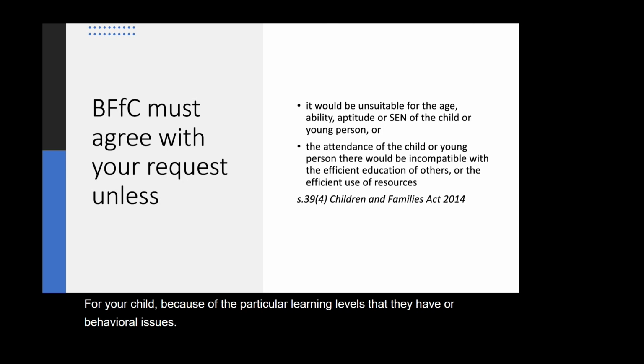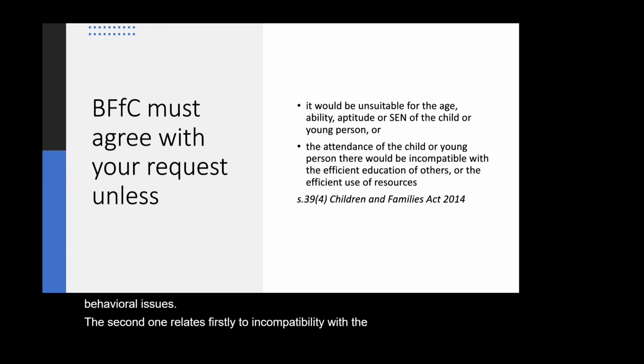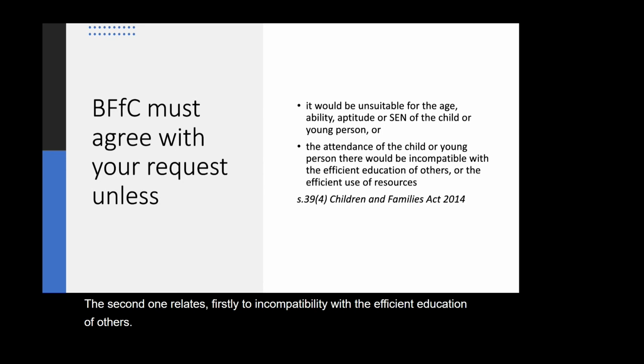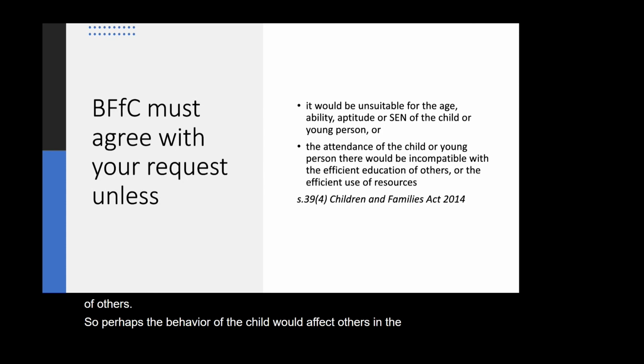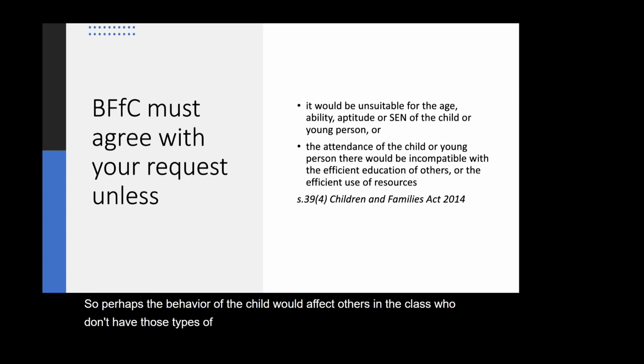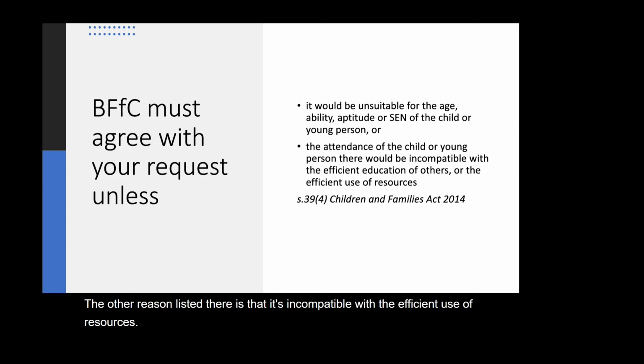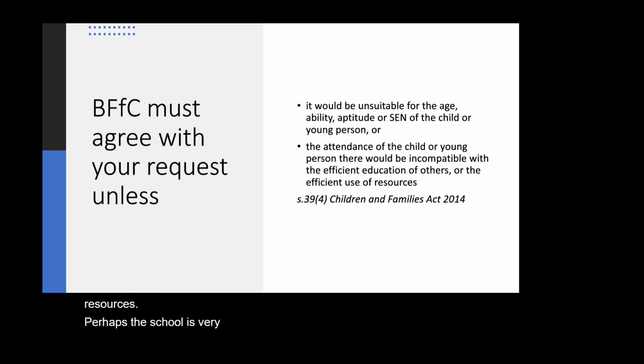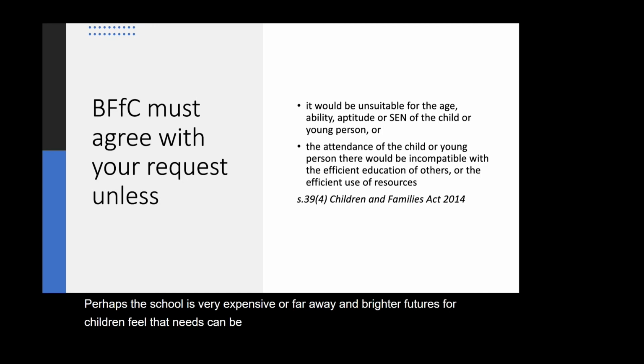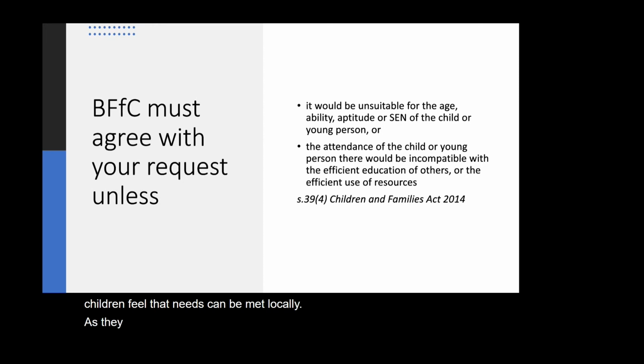The second one relates firstly to incompatibility with the efficient education of others. So perhaps the behaviour of the child would affect others in the class who don't have those types of issues. The other reason listed there is that it's incompatible with the efficient use of resources. Perhaps the school is very expensive or far away, and Brighter Futures for Children feel that needs can be met locally. As they're using public funds, they must consider what will be best value for money.